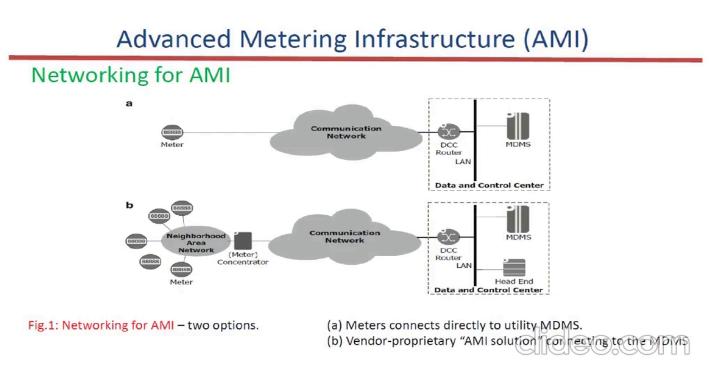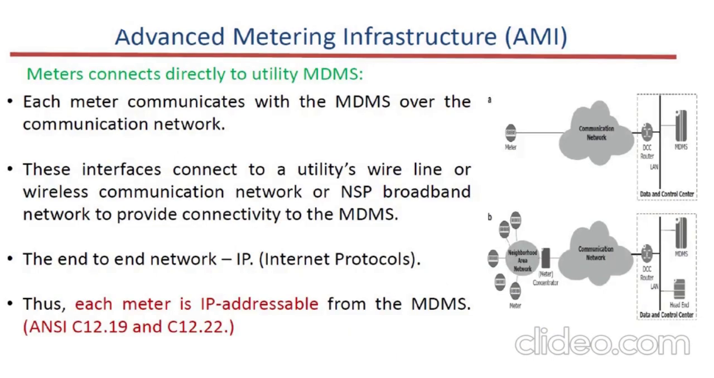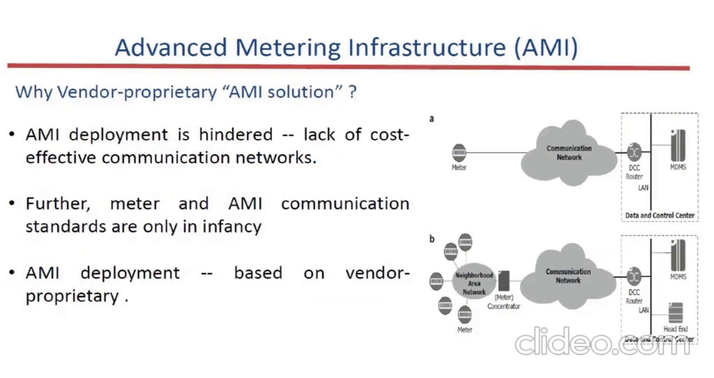Meters are connected directly from the utility to the MDMS, the meter data management system. The vendor proprietary AMI solution is connected to the data concentrator. This meter is connected to the DCC by a communication network. Each meter communicates with the MDMS over the communication network. This interfaces with the broadband network to provide connectivity to the MDMS. It is an end-to-end network using IP, internet protocol, so each meter is IP addressable from the MDMS.